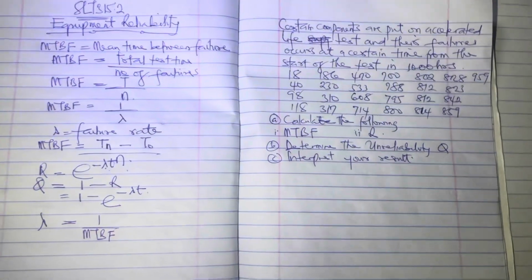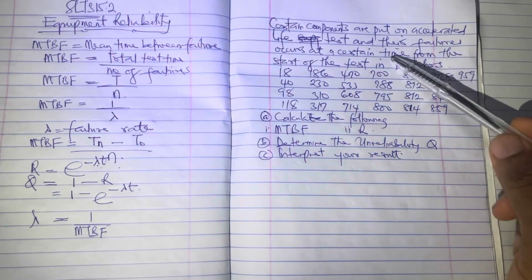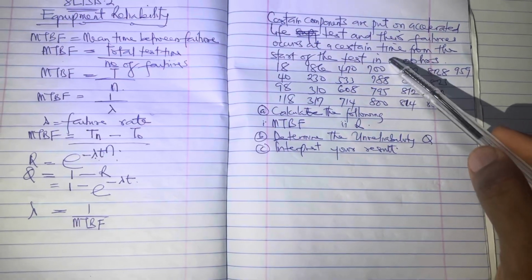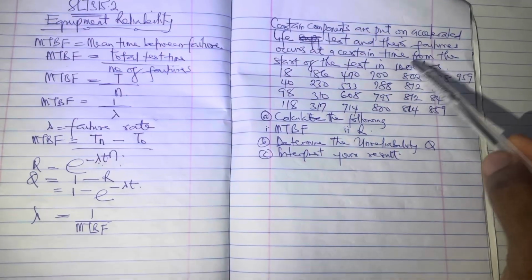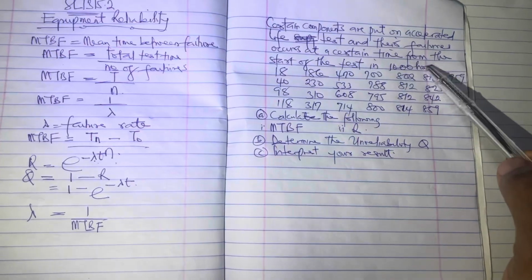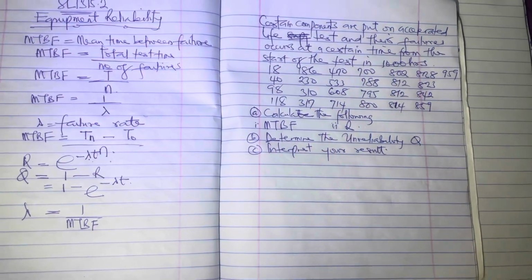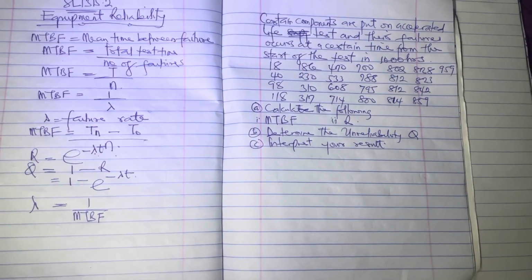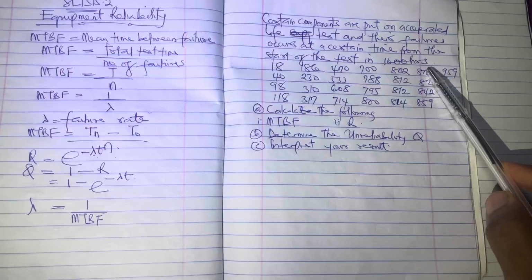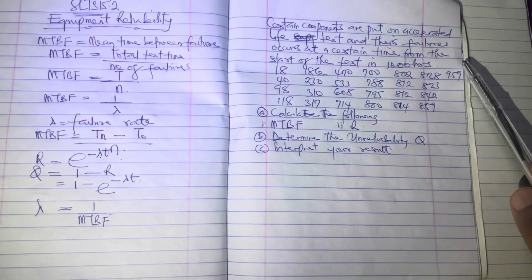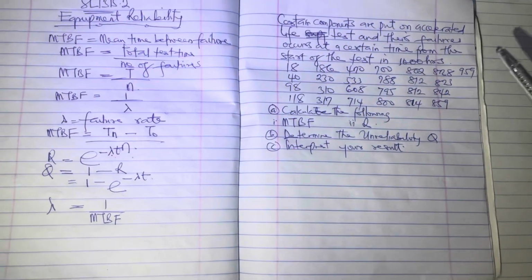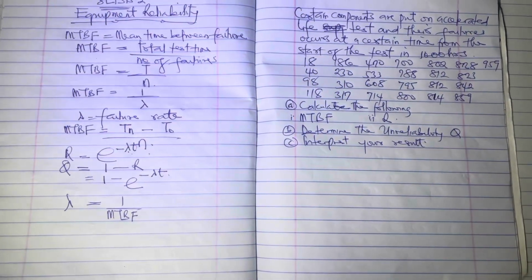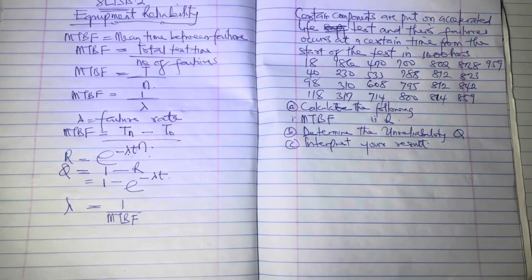All right guys, so we have a question here. It says certain components are put on accelerated life test and their failures occur at a certain time from the start of the test in 1000 hours. So this 1000 hours is the maximum time. It was placed on a test to know what will happen at the 1000th hour, to know the percentage of the ones that will still be reliable, still working, and the ones that would have failed completely, that is, no hope for them to be reliable again.